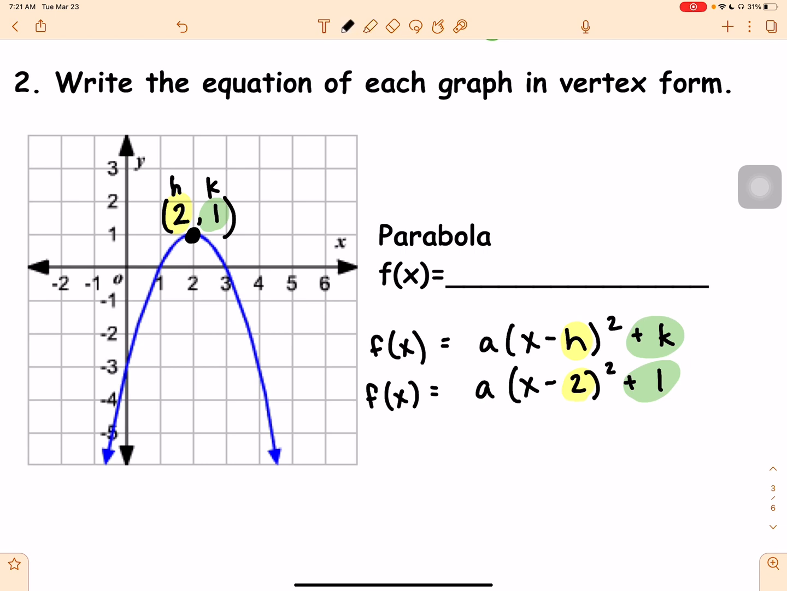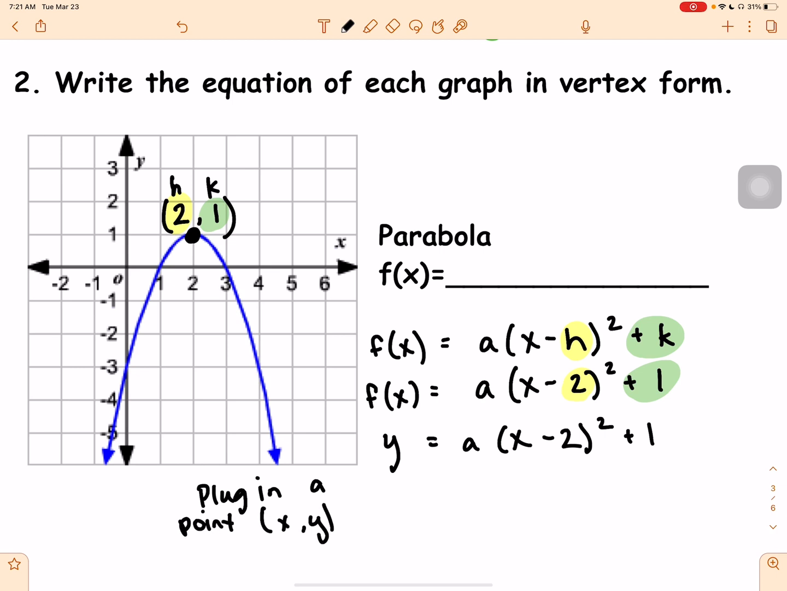So now for the a value, this is where it gets a little bit tricky. There are a few things you could do. We could solve for a. If we change this to y, we need to solve for a. So we can plug in a point x comma y to solve for a. Let's just pick any point here. You cannot use the vertex though, because that one's already on it. But here we have the point 3, 0.